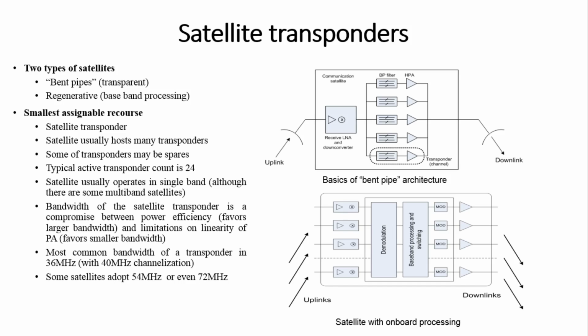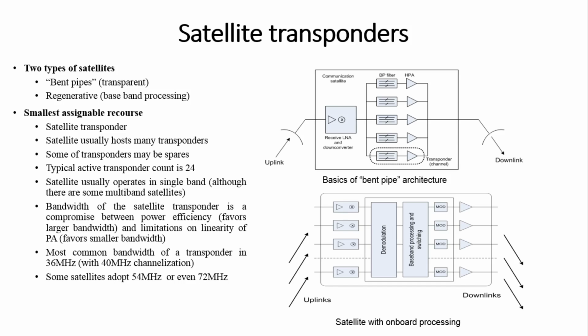A satellite usually operates in a single band, although there are some multi-band satellites. The bandwidth of a satellite transponder is a compromise between power efficiency and the limitation on linearity of the power amplifier. The most common bandwidth of the transponder is 36 MHz. Some satellites adopt 54 MHz or even 72 MHz. The basic bent pipe architecture is shown, and below that there is satellite onboard processing.